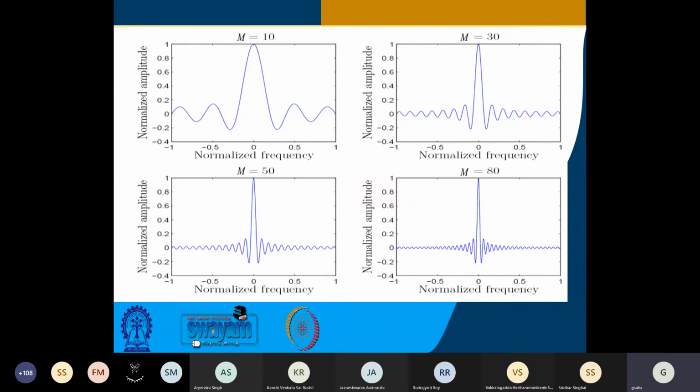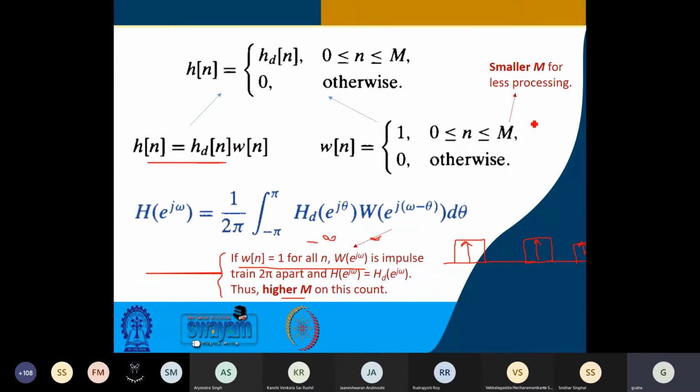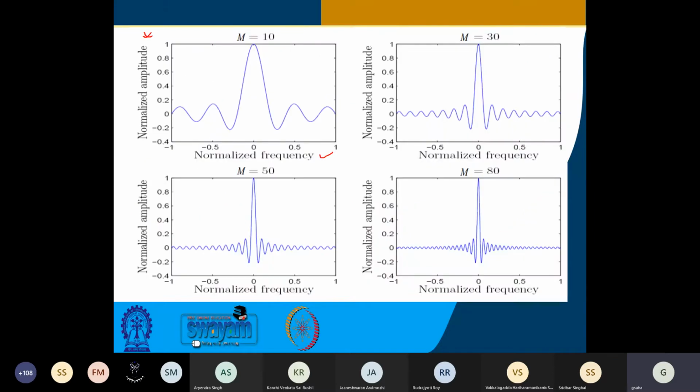And this we can see in the diagrams that follow. So for m equal to 10, m equal to 30, m equal to 50, and m equal to 80. If you plot, this is the normalized frequency and normalized amplitude. This is what you will get for the Wn, which is rectangular in nature. So this is like a sinc function, this rectangular thing.